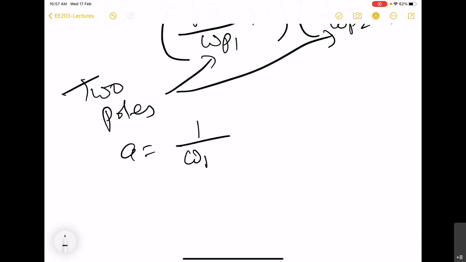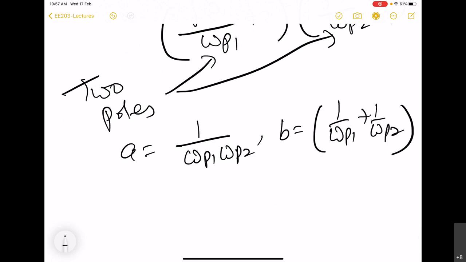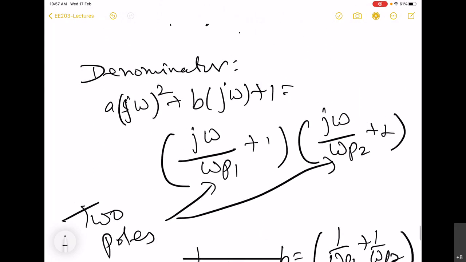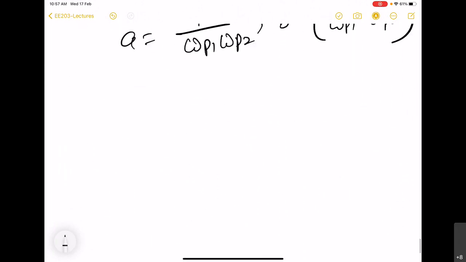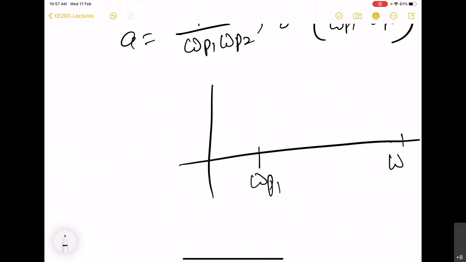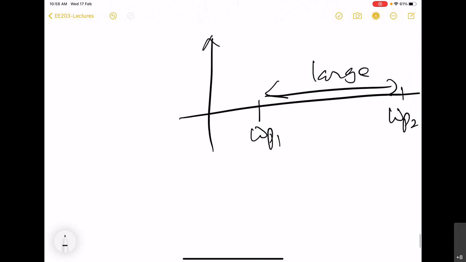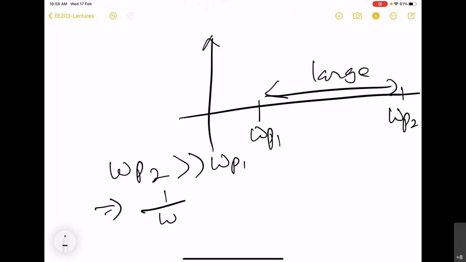So here a is going to be 1 by (omega p1 omega p2), and b is going to be 1 by omega p1 plus 1 by omega p2, right? So in general, one will have to factorize this, but here, if we have this kind of scenario, say omega p1 here and omega p2 here, and suppose this gap is large. Actually, this turns out to be the case for this CS amplifier. So if this is the case, that means omega p2 is much, much greater than omega p1. So this implies 1 by omega p2 is going to be much, much less than 1 by omega p1.